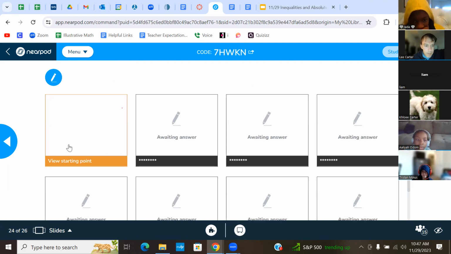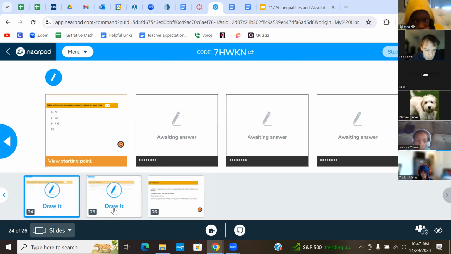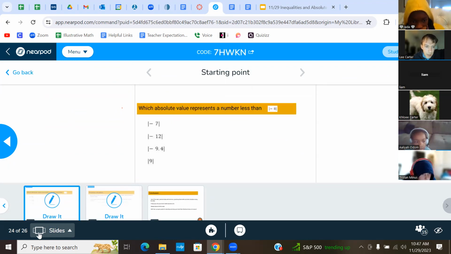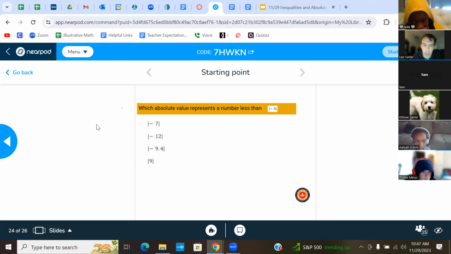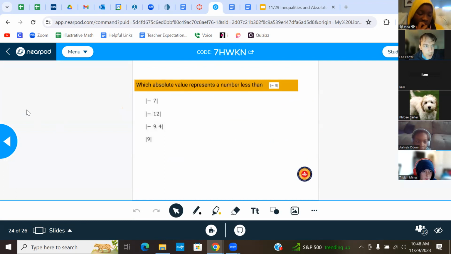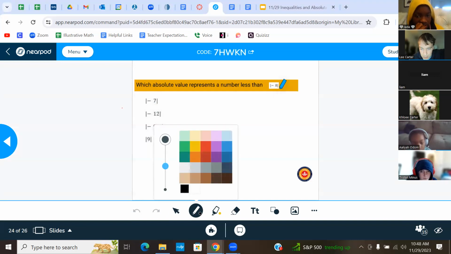All right. Let me see what I got left here. I think we got, yeah, 2 more slides. Not much. All right. Because these are just like little practice ones. Which absolute value represents a number less than the absolute value of -8? So that means evaluate each one of them is what you need to do. So the first thing I should see you doing on your screen here is you should be taking the absolute value of each one of these, right?